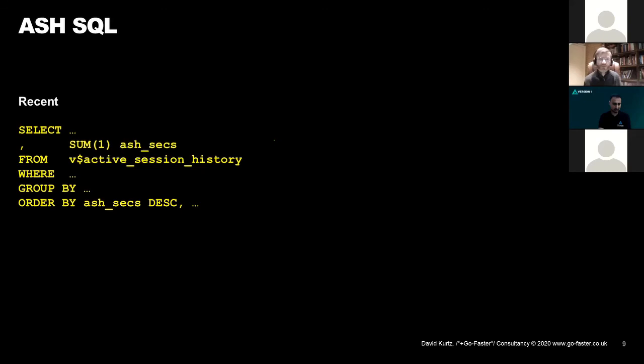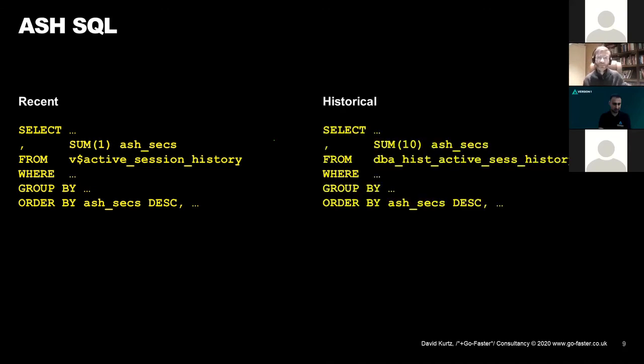So the next stage is to start mining this data yourself. And you start by writing SQL. And all of the SQL starts to look very similar after a while. And I tend to write it like this: select sum of 1 second for each row from V$ACTIVE_SESSION_HISTORY, where it's the rows you're interested in, grouped by the attribute you're going to profile by, ordered in descending order of database time. And if it's the persisted data, then I do select sum 10, just to emphasize the 1 second and the 10 second for the in-memory and the persisted data.